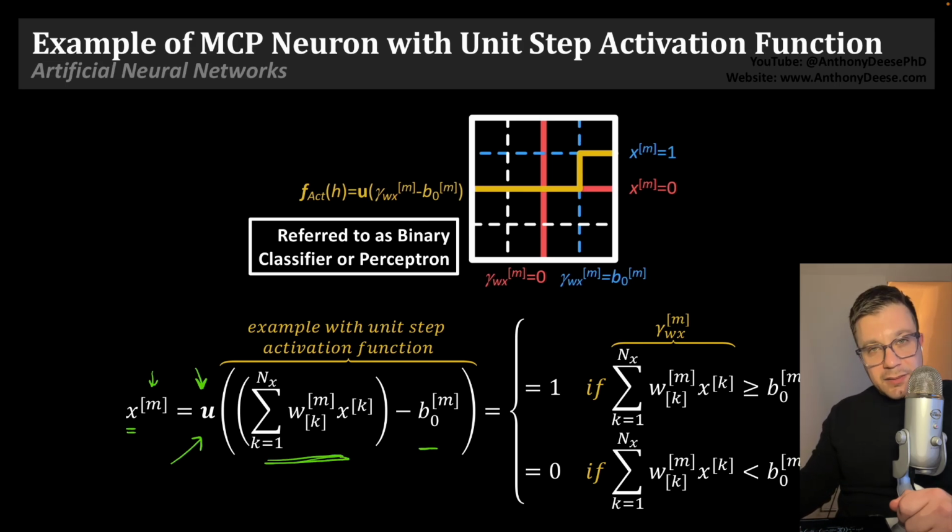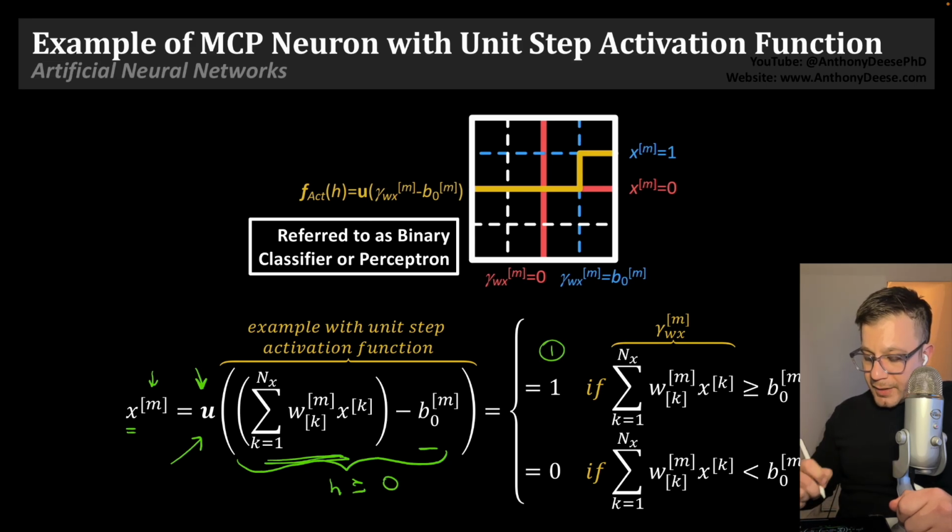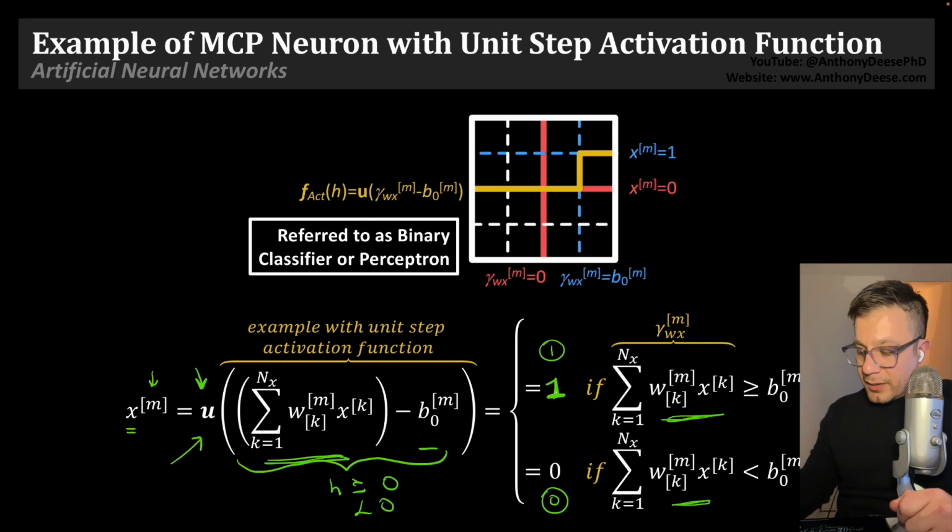Now there's two cases if we're discussing a unit step function. There's the case where everything in here, which we refer to as h, right? If that's greater than or equal to 0, then we end up with a value of 1. If it's less than 0, then we end up with a value of 0. And so that's all we're really saying right here. A value of 1 is generated by the McCullough-Pitts neuron if the weighted sum is greater than the bias offset. It's equal to 0, or it generates a 0 if the weighted sum is less than the bias offset.